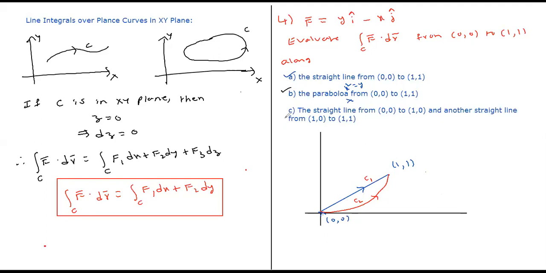Okay. Now let us see the third path. Third path is not a direct curve. It is a combination of two curves. One is a straight line from 0, 0 to 1, 0. Where is 1, 0? This is 1, 0. So the first one is a line from 0, 0 to 1, 0. Another one is a line from 1, 0 to 1, 1. So it is composed of two line segments. Call this C31. You call this C32.